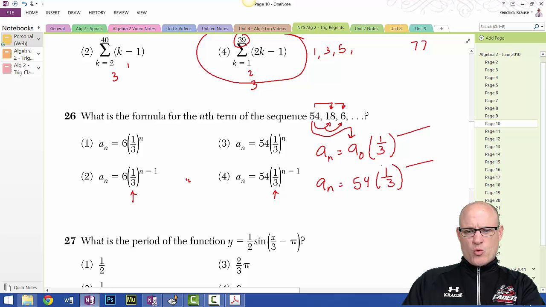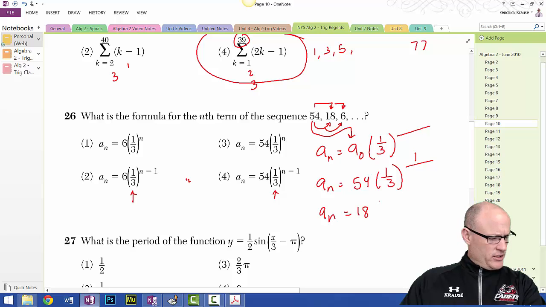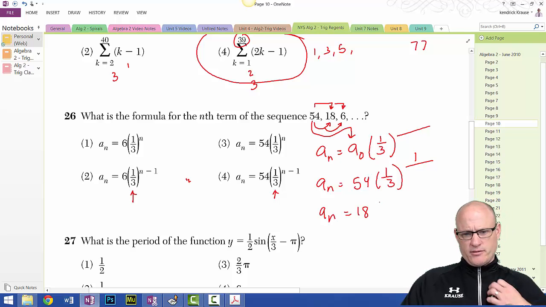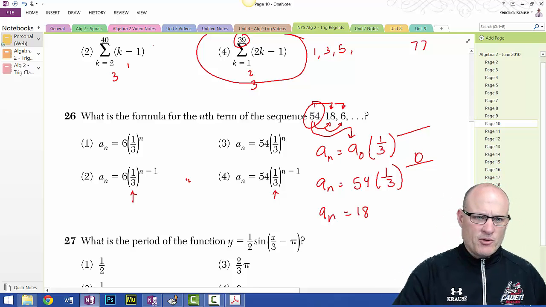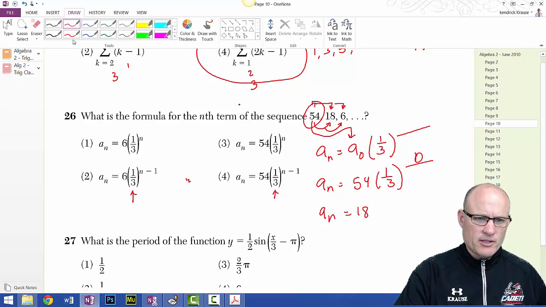So let's say the exponent is 1. Well, that means 54 times 1/3 to the 1. 1/3 to the 1 is just 1/3. So that means a sub n would be equal to 18. But I really want, yeah. Well, and remember, this is a sub 0. So if it was 0, no, I just screwed something up. Hold on a second. I'm sorry. I think I misspoke. I want to make sure I re-speak properly. Let me get rid of all this.